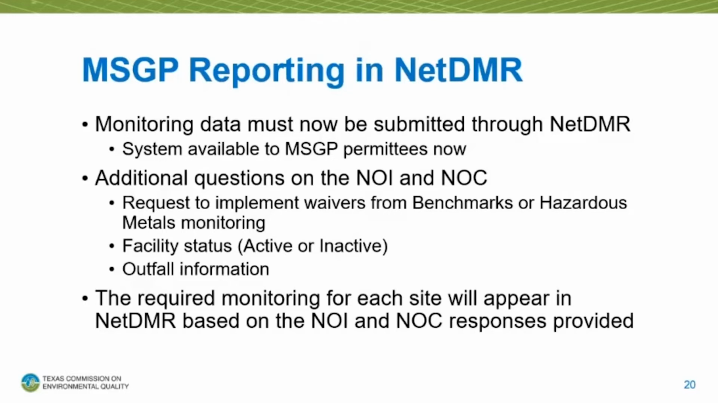So to do that, you have to submit a notice of change again, letting us know whenever you go into inactive and active status. And then we need detailed outfall information in order to tell Net DMR whether you are discharging to saltwater or freshwater and that kind of stuff. So we have to have that detailed information through the application, and all of it has to be correct, in order for Net DMR to have the right information for you all to report.